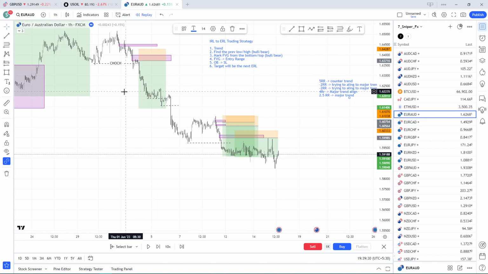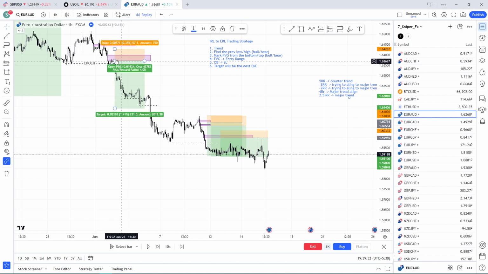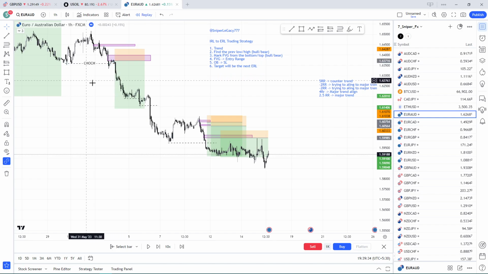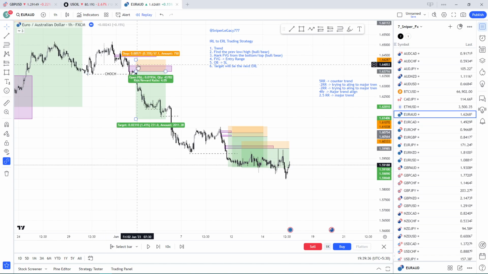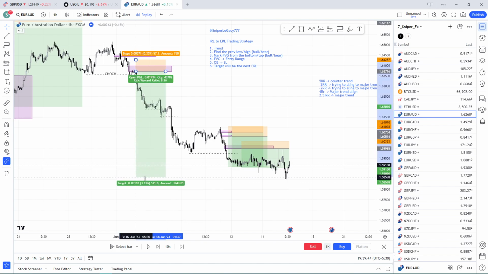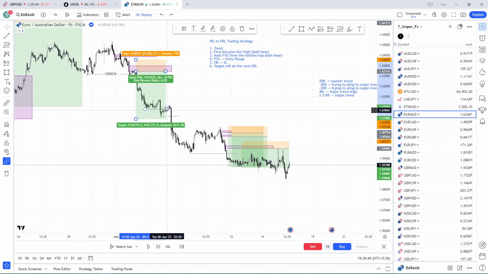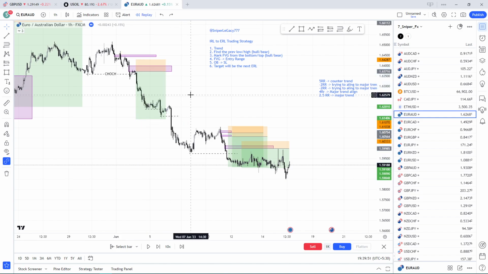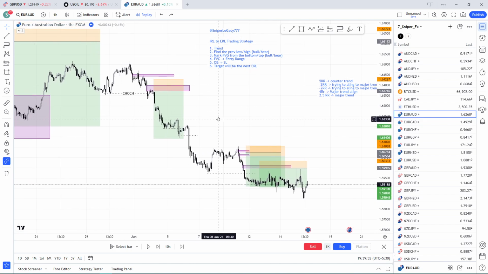But imagine if you had held this trade knowing that we made a CHOCH, we made a BOS and all those things. If you had held knowing that this is the major trend bearish, then how much would it be? Yeah, 10 RR. I'm not going to show you some dreamy things, but that is actually what we can get from the IRL to ERL strategy.